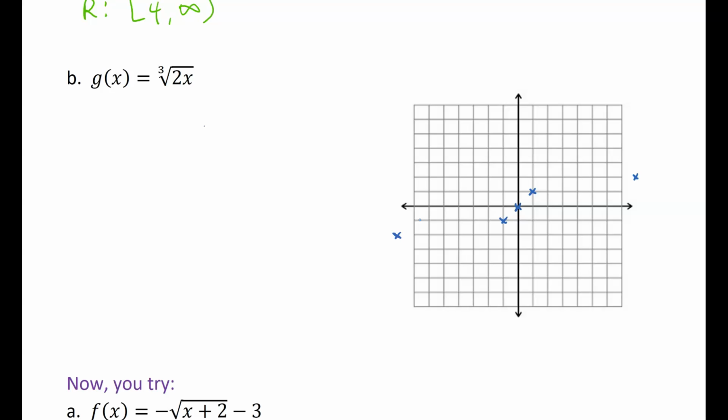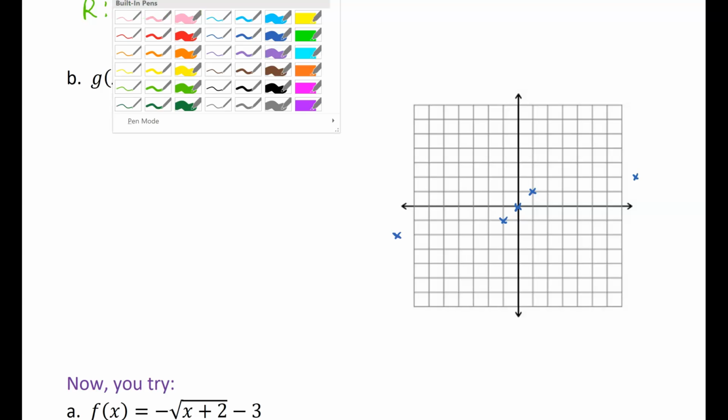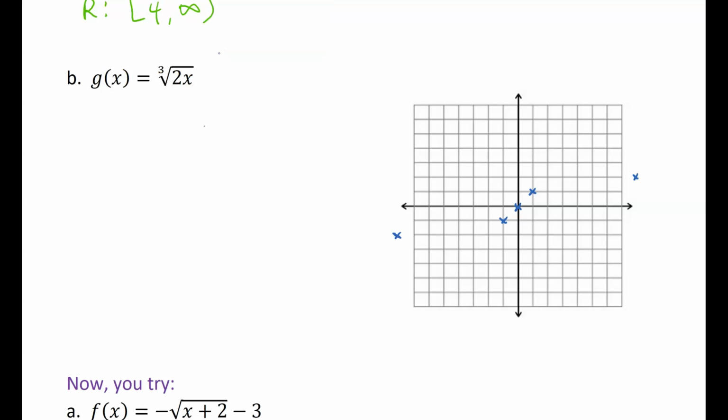And so now I've got cube root of 2x, and the 2 is under the radical being multiplied by x. So what do we say is that transformation? How do we describe that one? Horizontal shrink by 1/2. Everybody remember that?